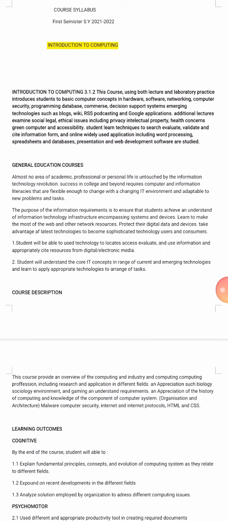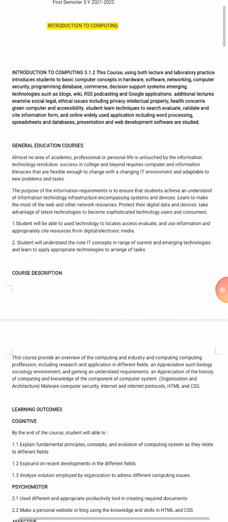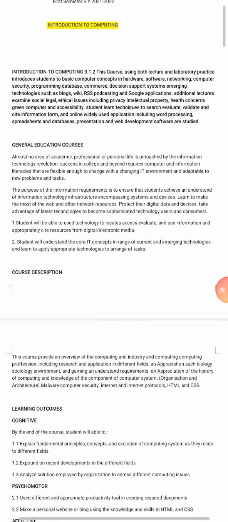Almost no area of academic, professional, or personal life is untouched by the information technology revolution. Success in college and beyond requires computer and information literacies that are flexible enough to change with a changing IT environment and adaptable to new problems and tasks.